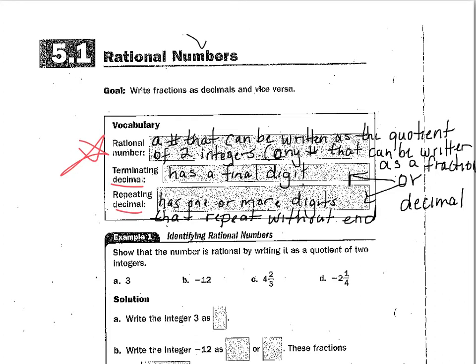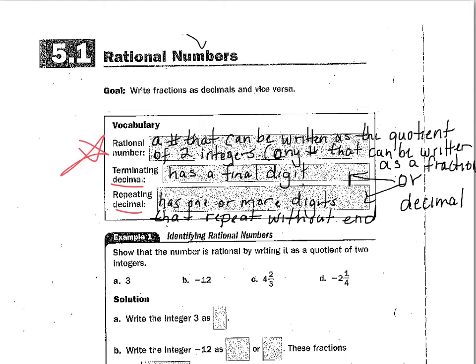The only kinds of numbers that we haven't talked about are irrational numbers. For example, pi. Pi is irrational because it goes on forever and never terminates and it never repeats. So we are talking strictly about rational numbers.